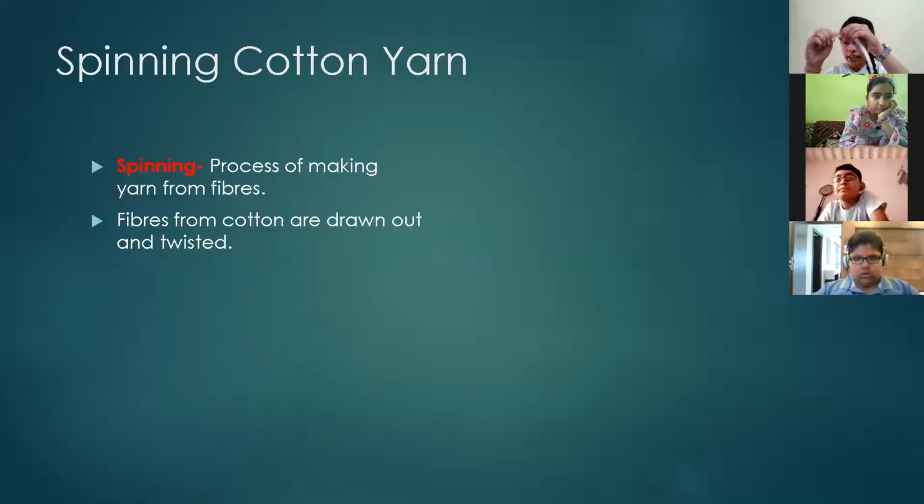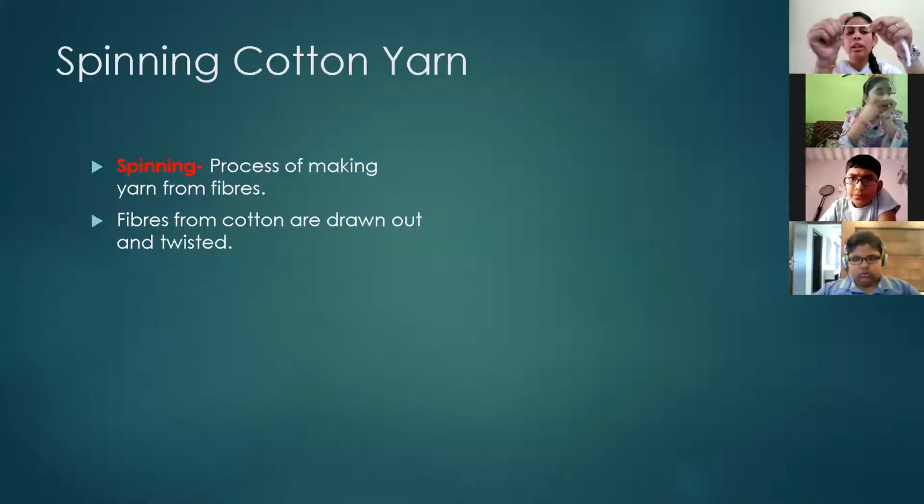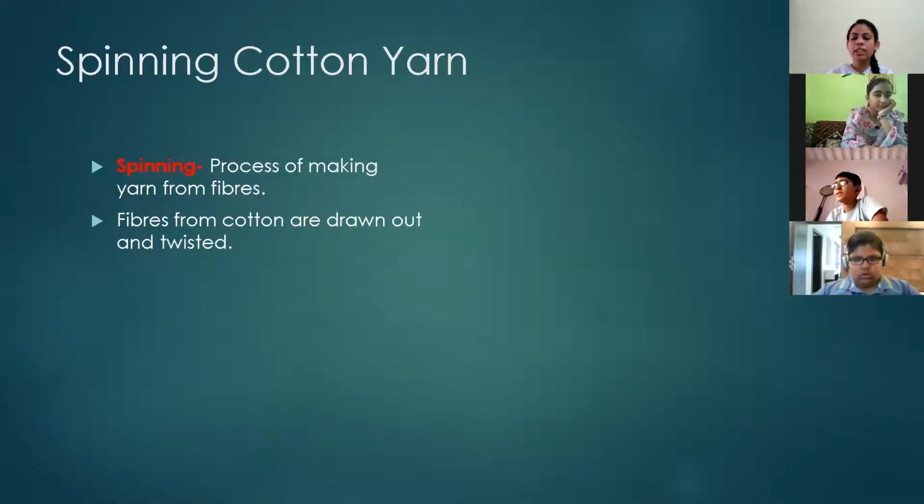You have to do this very carefully. To form yarn, these are the fibers of cotton. So what you are doing is pulling and then twisting. This process of making yarn from the single strand of fibers is called spinning. This we are doing with our hand, pulling the cotton and then twisting it to make it a yarn.